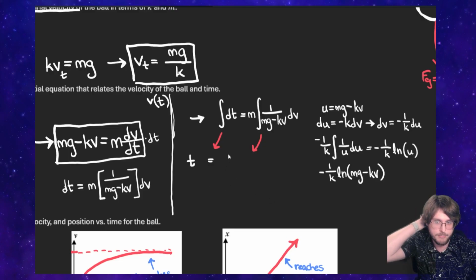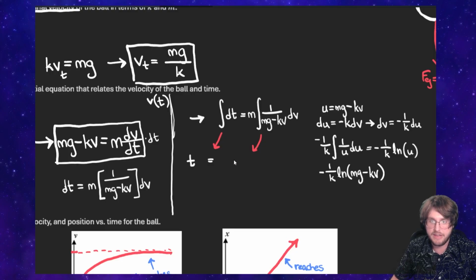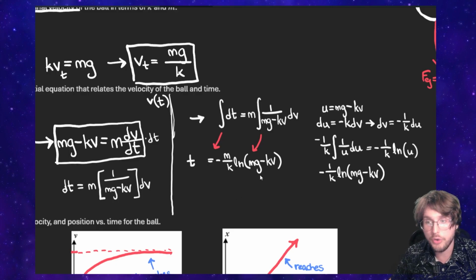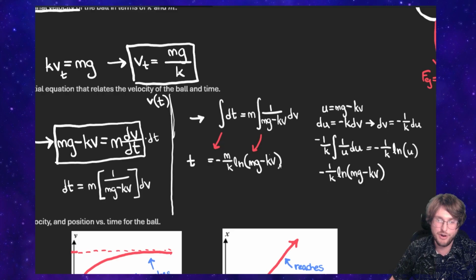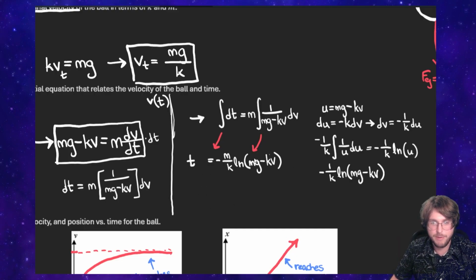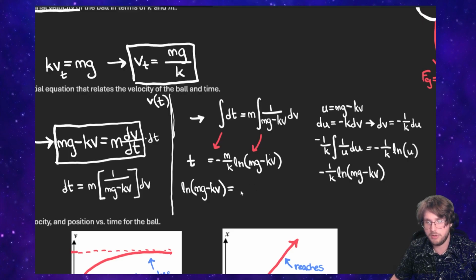So now let's go ahead and come back here and plug everything back in. Remember, we have this m on the outside here, so we'll end up with negative m over k times the natural log of mg minus kv. And at this point, our goal now is to isolate velocity v over here. And that's a whole other nasty algebraic side quest that's going to start by getting negative m over k to the other side. So I'm going to rearrange a little bit here. I'm going to say the natural log of mg minus kv is equal to negative k over m times t.